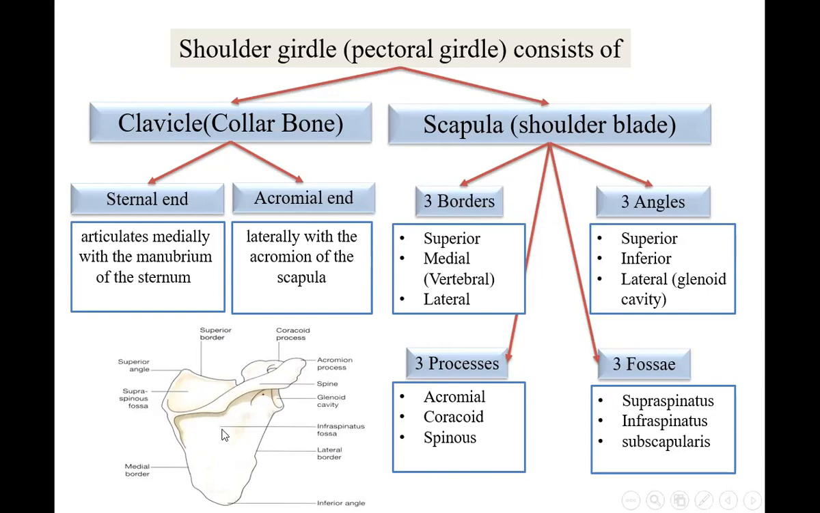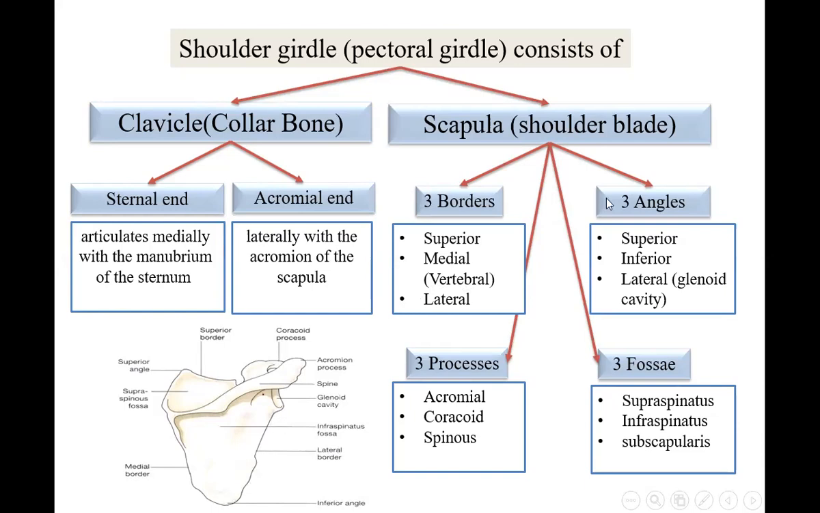This is the scapula here, which is also called the shoulder blade. It has three borders. This is the superior border. Then we have the medial border, which is also called the vertebral border. Then this is the lateral border. This is the superior border, this is the medial border, and this is the lateral border.